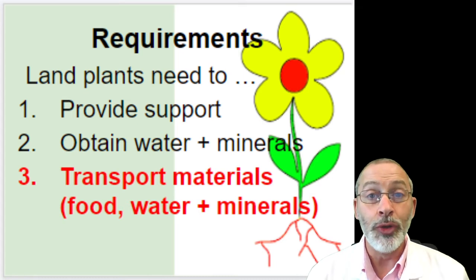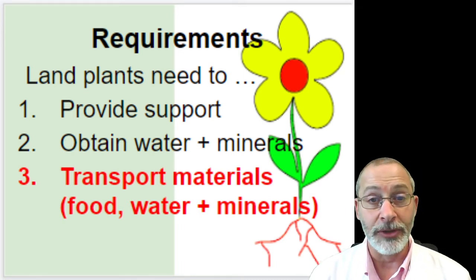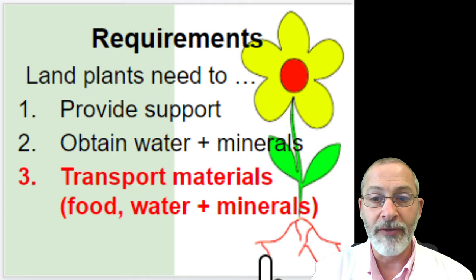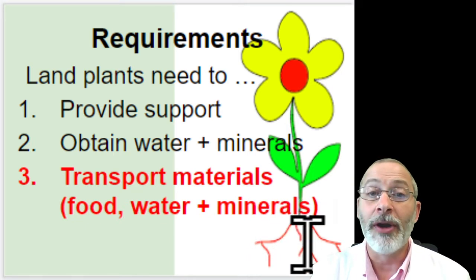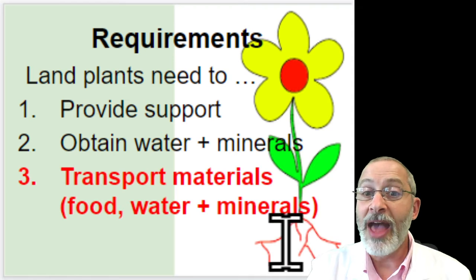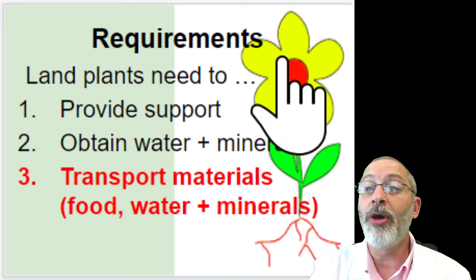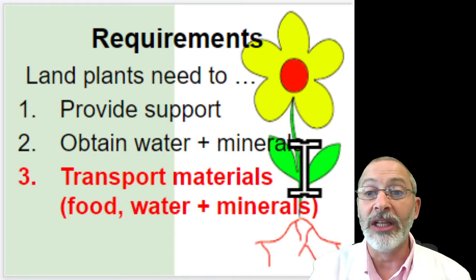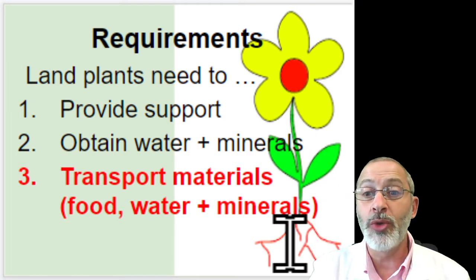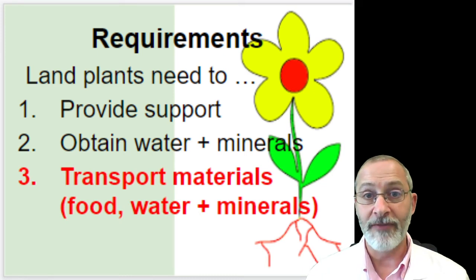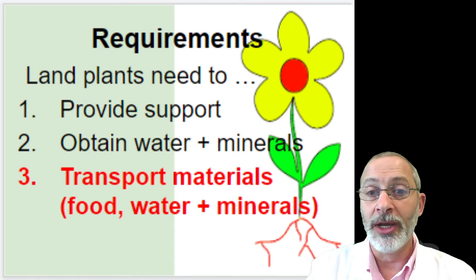Number three, they need a transportation system. They need to be able to move or transport their materials, in specific terms, food, water, and minerals, from one part of their body to another part of their body. So if these structures here on the bottom of the plant are obtaining water and minerals from the soil, let's say, they have to get that water and those minerals up to the other parts of their bodies. And likewise, if a plant is producing food here in the leaves, that food has to be transported to other parts of the body as well. So, land plants have to have a transportation network. They've got to get materials from one place to another.